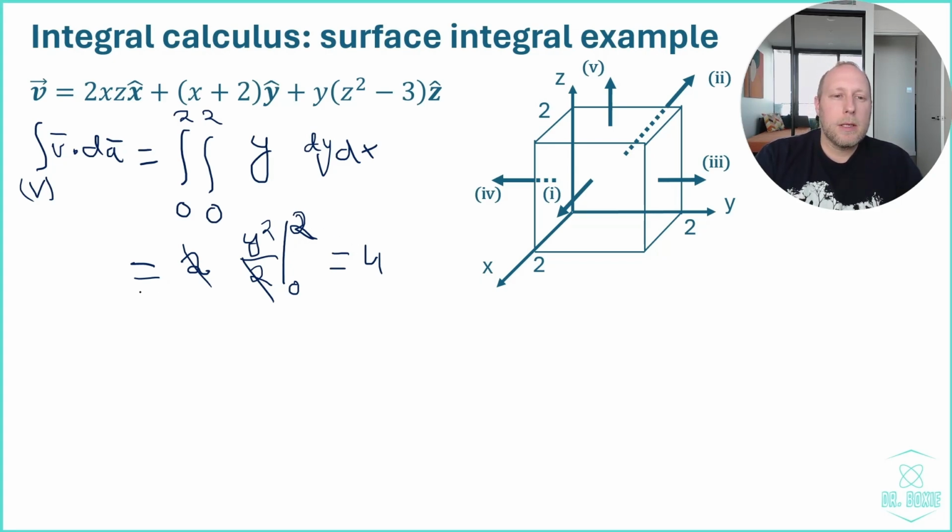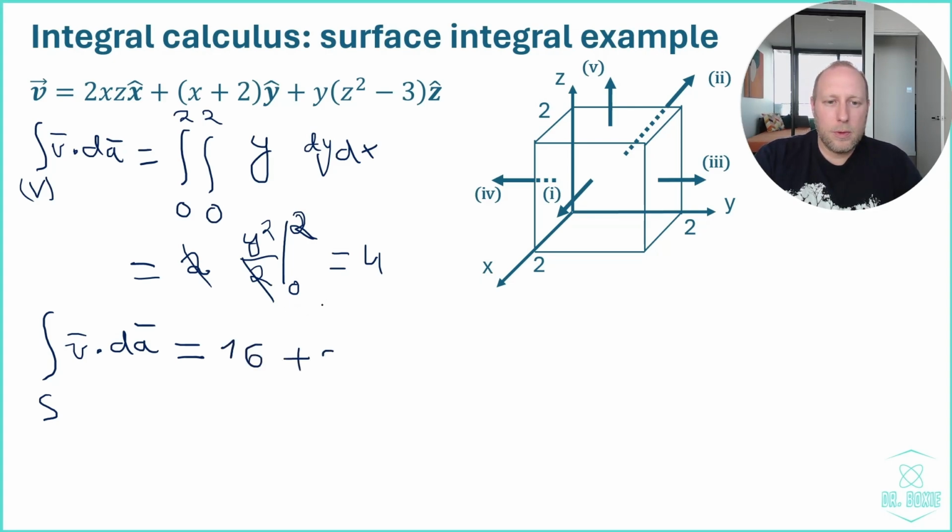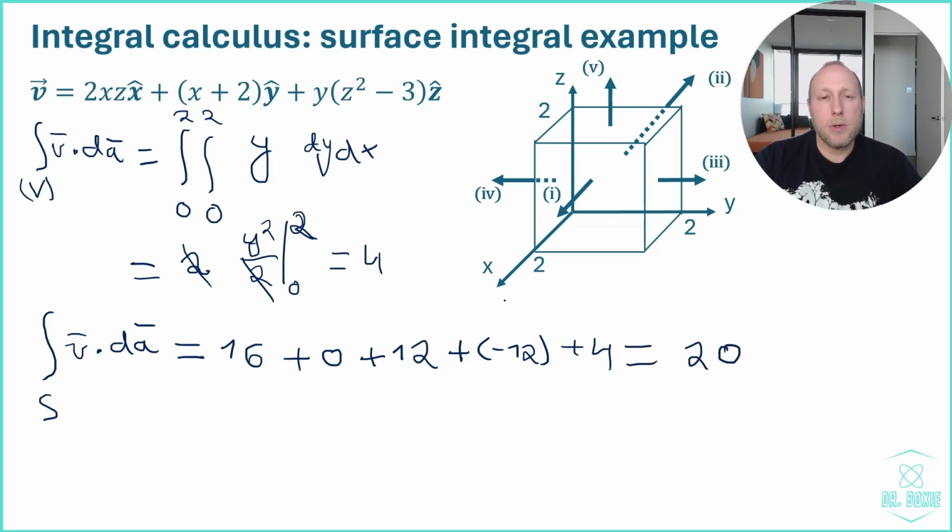So to summarize, what we find is that the surface integral over the full surface is the sum of the 5 results we found. For surface number 1 we found 16, surface number 2 was 0, number 3 was 12, number 4 was minus 12, and number 5 is 4, so we get 16 plus 0 plus 12 minus 12 plus 4, so that's 16 plus 4, in other words, 20. So this is an example of how to calculate the surface integral of a vector field.